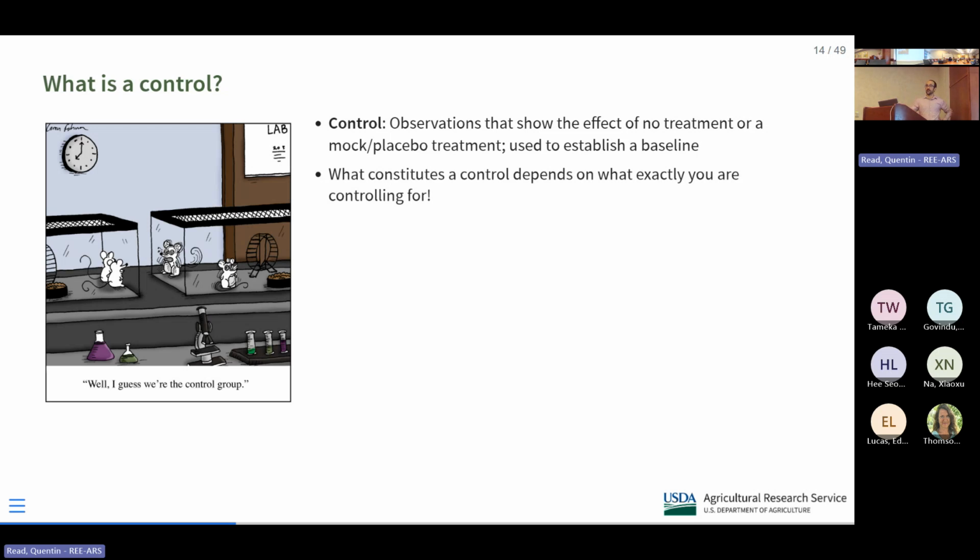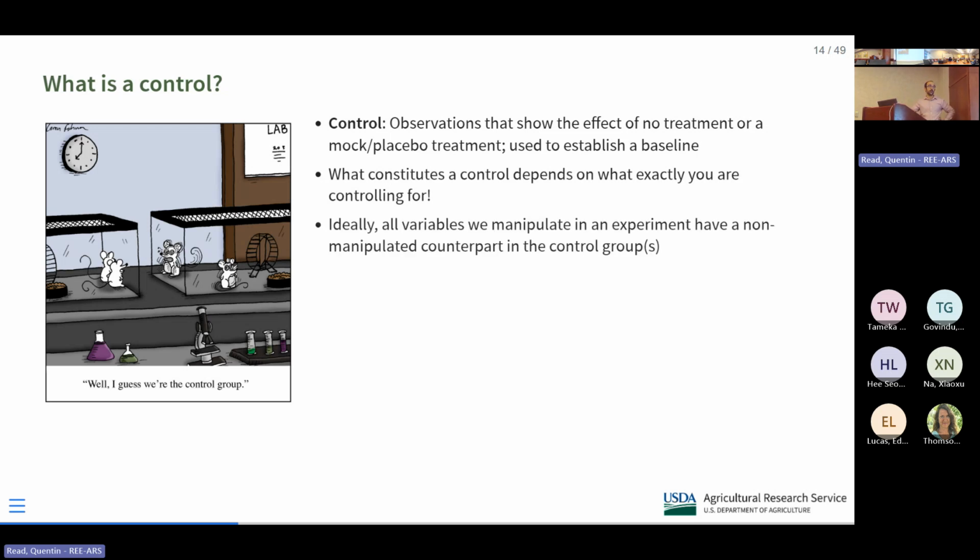And how do we set up controls? Well, it depends what you're controlling for. Because basically anything that you manipulate in an experiment should have a non-manipulated counterpart in the control group. Like if you have 10 people that you want to do an experiment on, you give them all the drug, and they all get better or whatever. How do you know they wouldn't have all gotten better without the drug? You don't know unless you have that unmanipulated control.